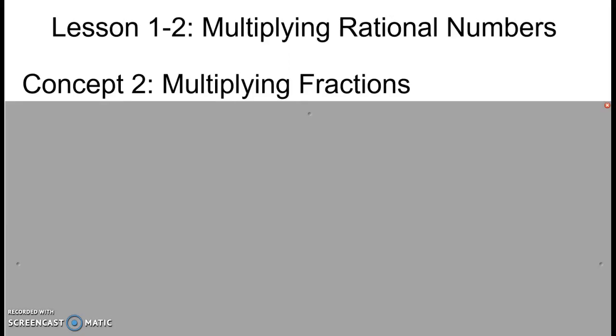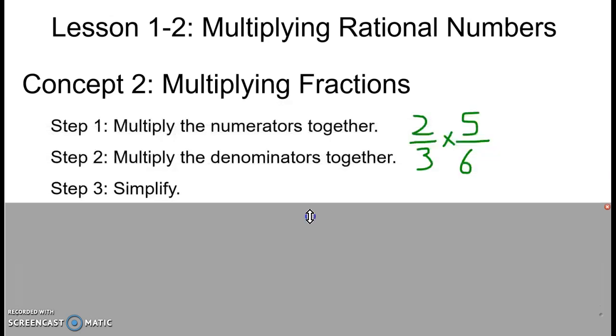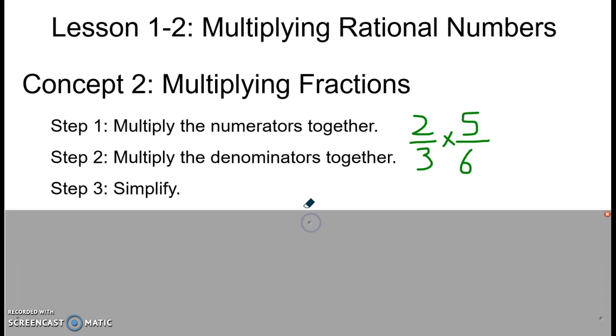Lesson 1-2, Concept 2, Multiplying Fractions. So we just got finished multiplying a fraction by an integer, and now we're going to look at multiplying two fractions together. The process is very similar.